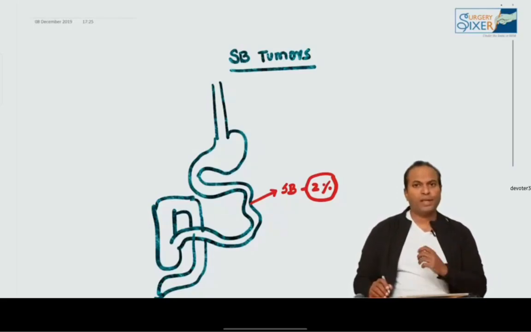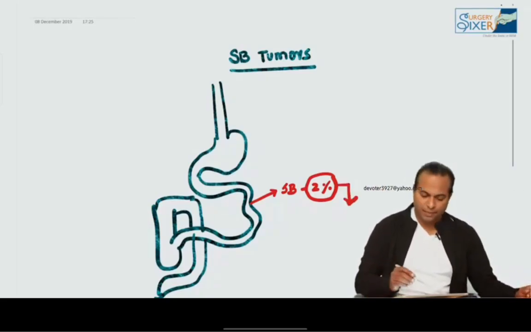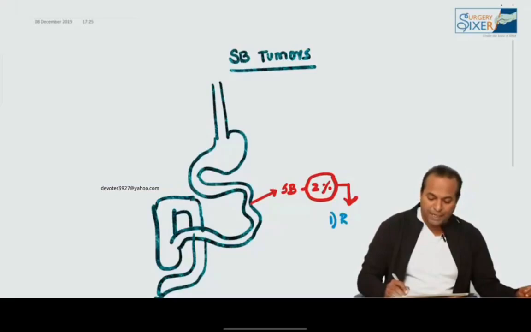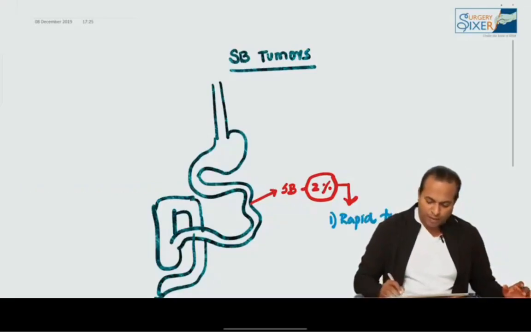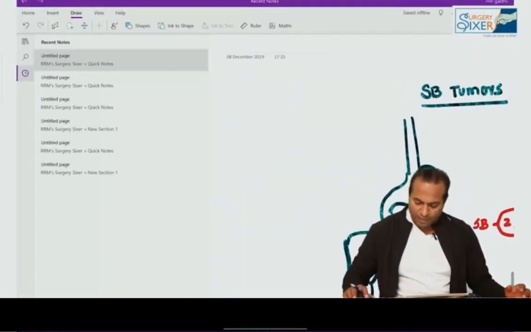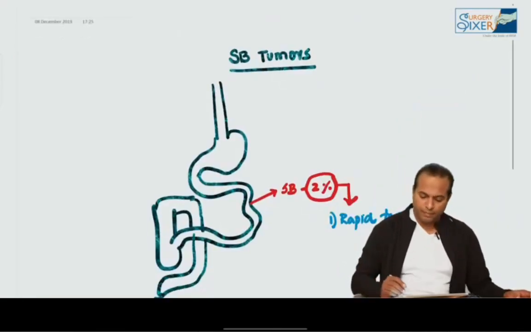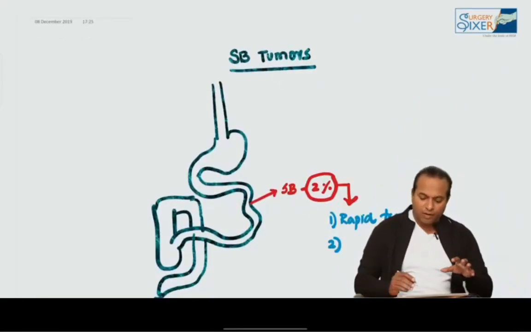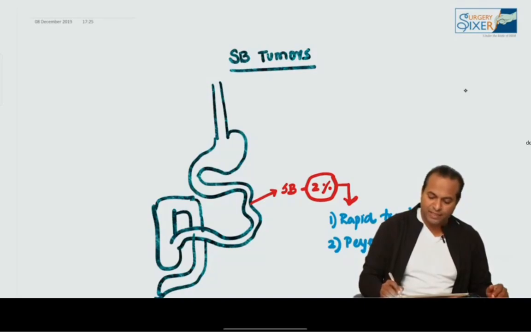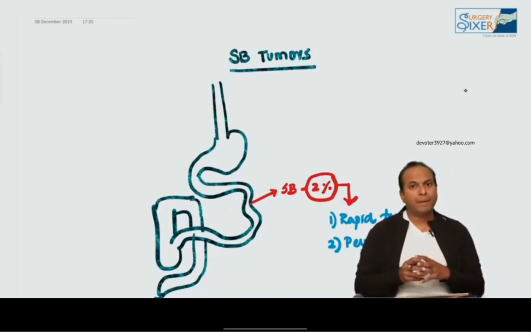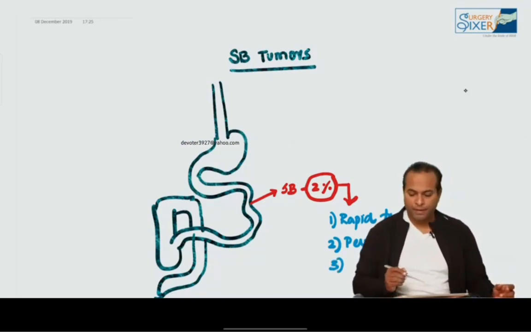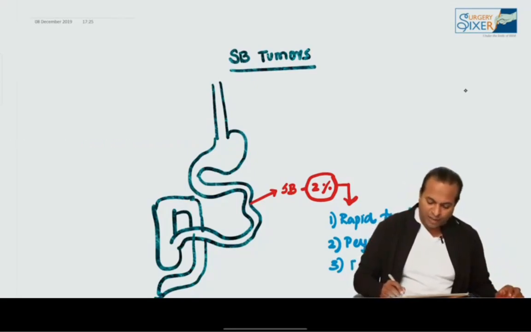Why is it so? Why is small bowel tumor only 2%? You must understand, small bowel has rapid transit. The food particles are moving very fast in the small bowel, number one reason. Number two reason is that there are full of Peyer's patches. Because of Peyer's patches, if there is any tumor, that tumor will be engulfed by the Peyer's patches. And there is a rapid epithelial turnover. Epithelial turnover is very fast.